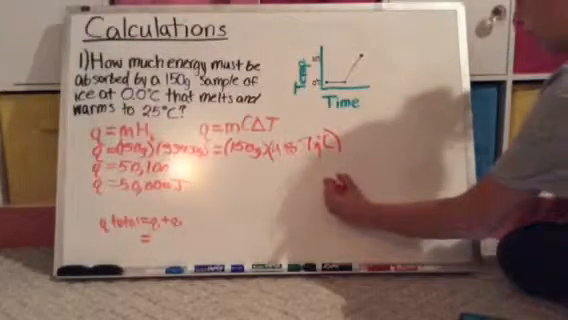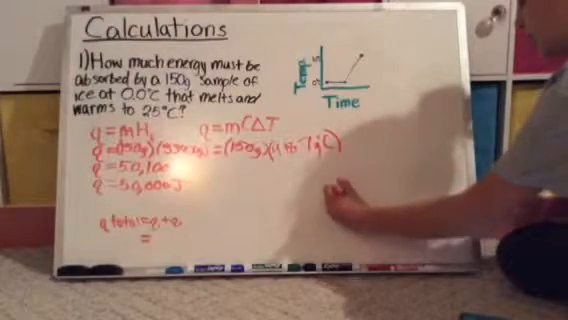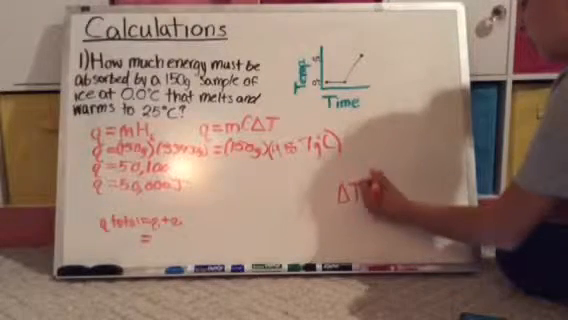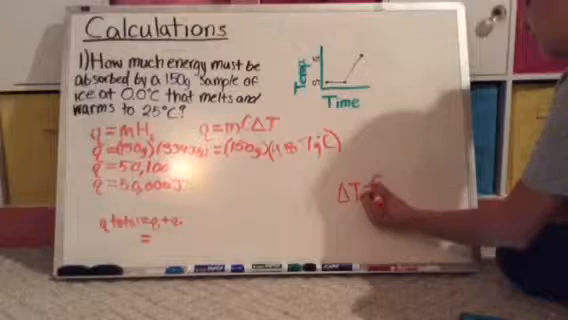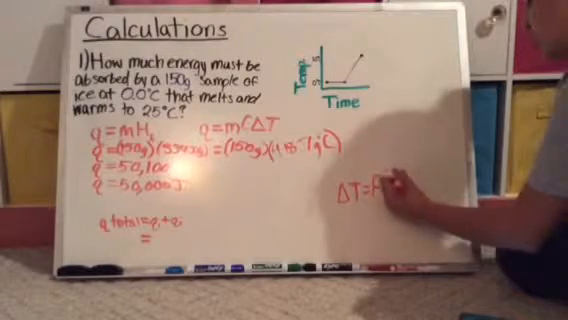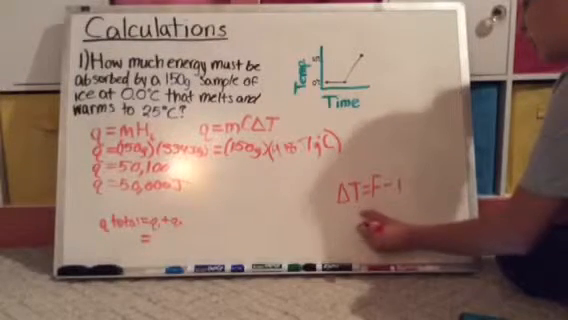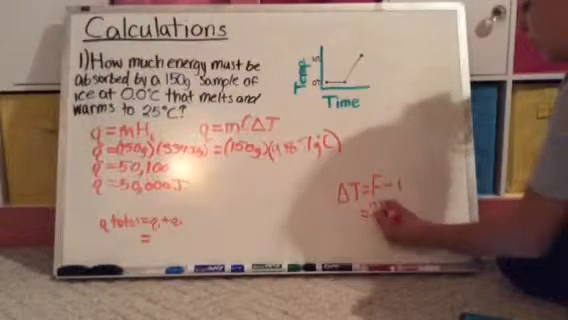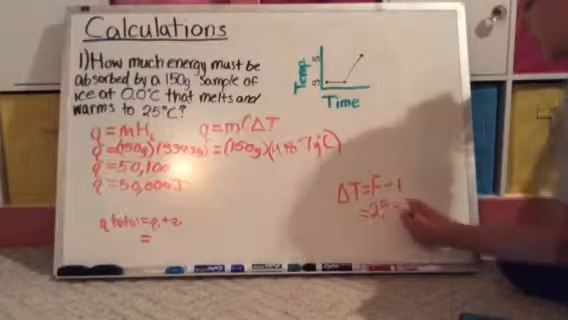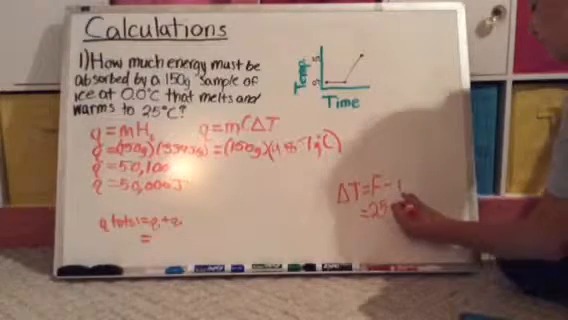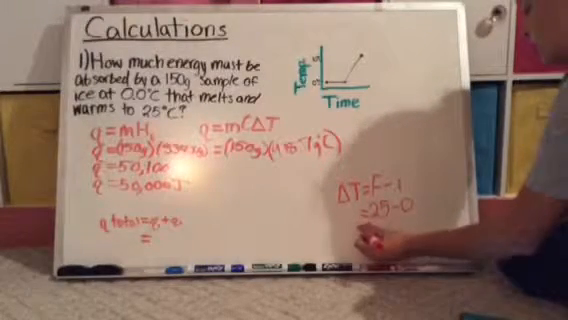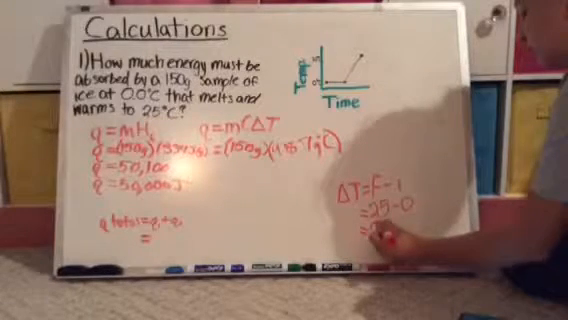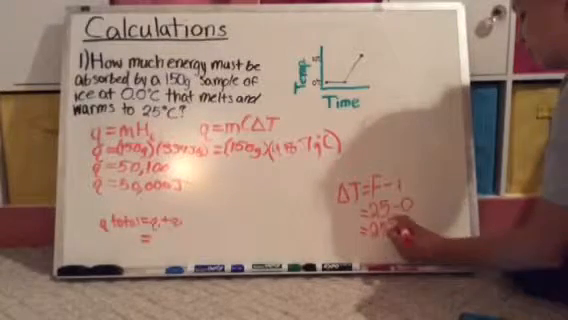And then for our temperature change, we would have to do another equation. So we would have our temperature change equals our final temperature minus our initial. So our final temperature was 25 degrees minus our initial, which is 0. So our temperature change would then be 25 degrees Celsius.